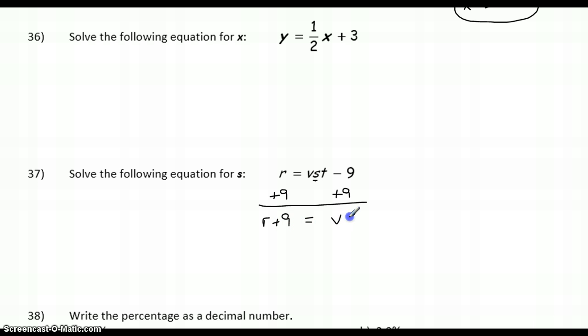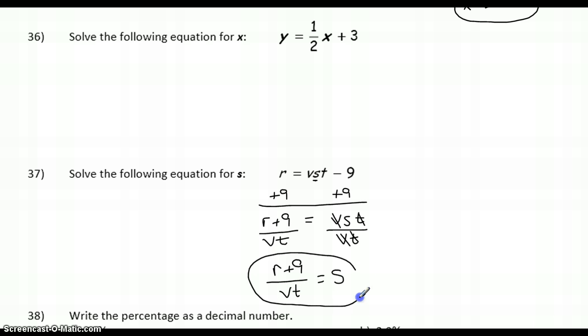Okay. And then I've got my VST. Now, V and T are both multiplied by S. So if I want to get rid of them, I can divide by both of them. And it's totally okay to divide by them both at the same time. Okay, that'll make my V's and my T's cancel. And so, again, I can't finish that division, but I can say that my solution to this one is S equals R plus 9 divided by VT. So I'm showing my work right here.